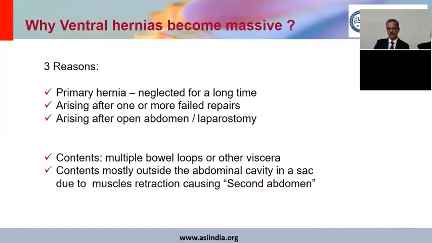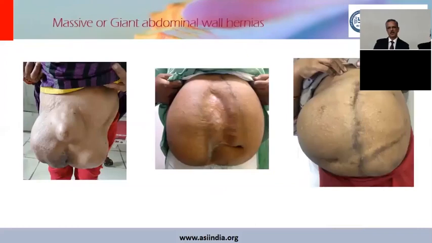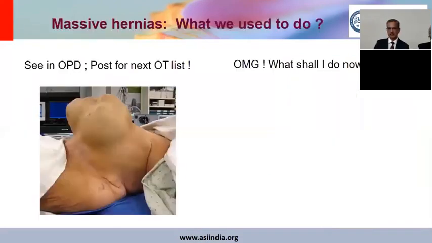The contents are often multiple bowel loops and other viscera, and these contents mostly lie outside the abdominal cavity in a sac, because once they come out, the abdominal wall muscles retract, and what is left out is sometimes called the second abdomen outside the main abdominal cavity. These are some of the pictures of our patients. You can see how the massive ventral hernias are incapacitating them, and recurrent hernias where we have to treat and manage very, very carefully.